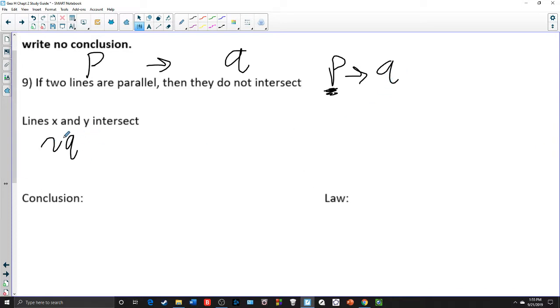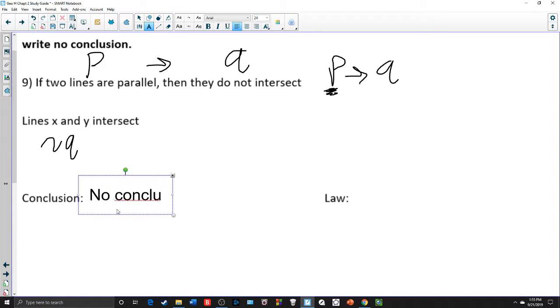So they don't really give us much to work with. In fact, they don't give us anything to work with because they don't give us P. So the conclusion in this case would be no conclusion, because you don't have a setup where you can deduce this from. If they said lines X and Y are parallel, then we can conclude they do not intersect, and the law would be law of detachment. But because they don't give us the hypothesis, we have to say no conclusion.